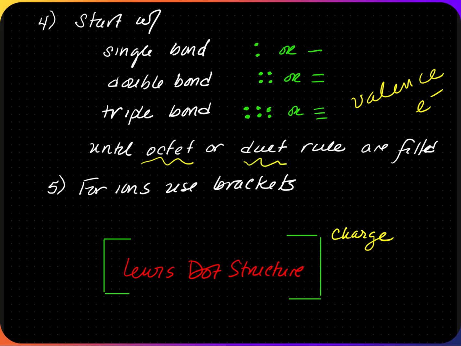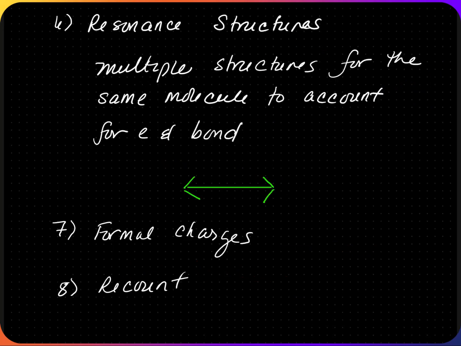Step 5. For ions, you must use brackets. You place the Lewis dot structure in the middle, you put brackets outside and put the charge as a superscript right here on the outside. Step 6. Resonance structures are multiple structures for the same molecule to account for the electrons and the bonds. You will usually see resonance structures if there is a double or a triple bond present. The resonance structures are separated by a double-headed arrow.